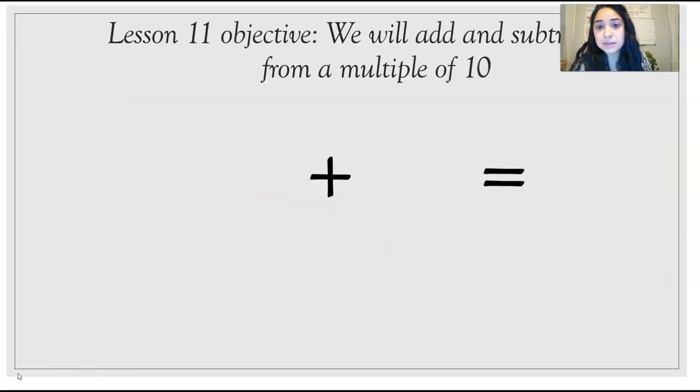So for lesson 11, we were learning how to add and subtract tens from a multiple of 10. So basically we have groups of 10 and we're either adding by 10 or we're taking away by 10.